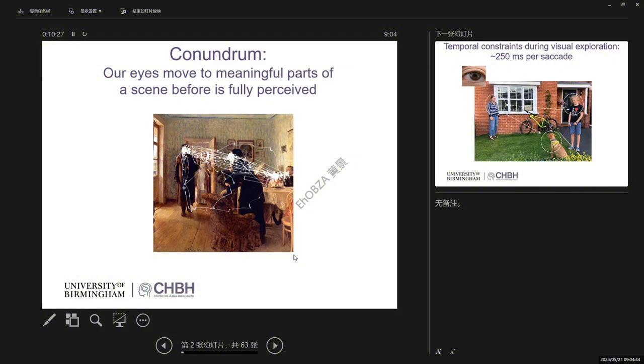When we think about vision, it has been known for many decades that people typically move the eyes to important parts of a visual image, right? Now it turns out there's a bit of a conundrum here, because how come we can move our eyes to important parts of a visual scene already before we know what that object is, right? So how does the visual system solve this?